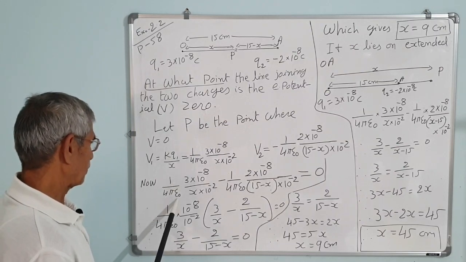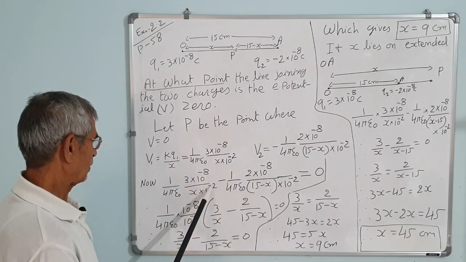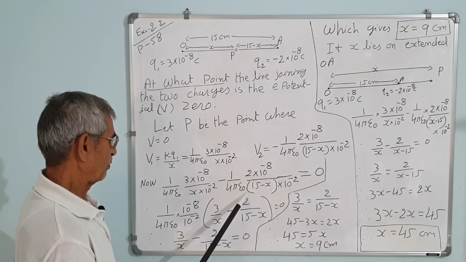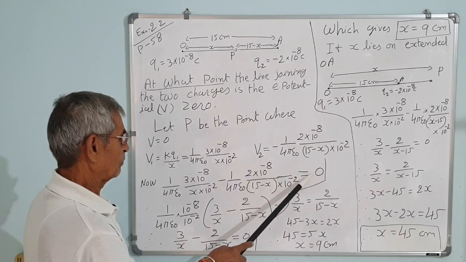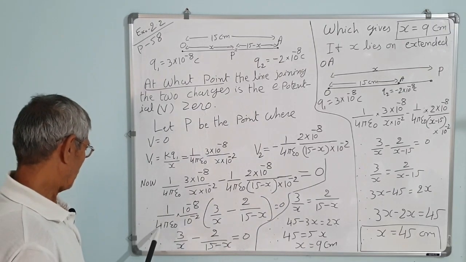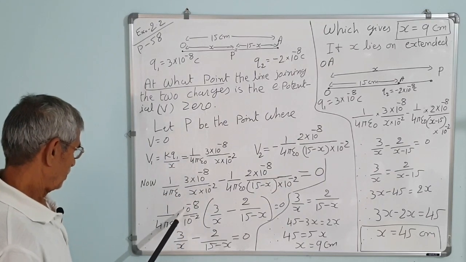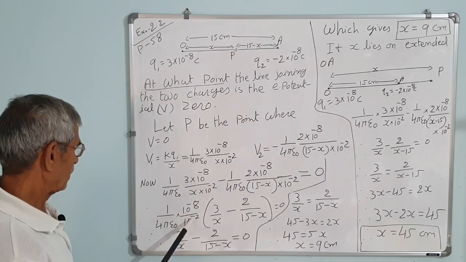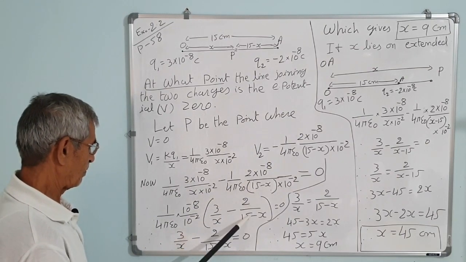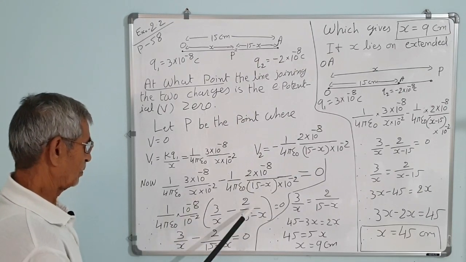Now 1 upon 4 pi epsilon 0 into 3 into 10 raised to minus 8 upon X multiplied by 10 raised to minus 2 minus 1 upon 4 pi epsilon 0, 2 into 10 raised to minus 8 upon 15 minus X. This is equal to 0. Total potential should be 0. The 1 upon 4 pi epsilon 0, 10 raised to minus 8 upon 10 raised to minus 2 you can take out, in the bracket 3 upon X minus what is left here, 2 upon 15 minus X, is equal to 0.